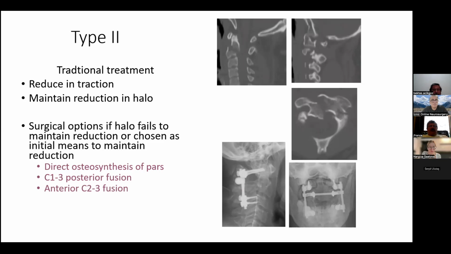The traditional treatment was to reduce it in traction, put it into a halo, and treat it in a halo for 12 weeks. We use the halo less and less than we used to, because of its own complications. And so quite often when we're thinking this would require a halo, it's so displaced, often surgical treatment's considered. And there are three options. One is direct osteosynthesis. The second is a posterior fusion, which spans from C1 to C3.